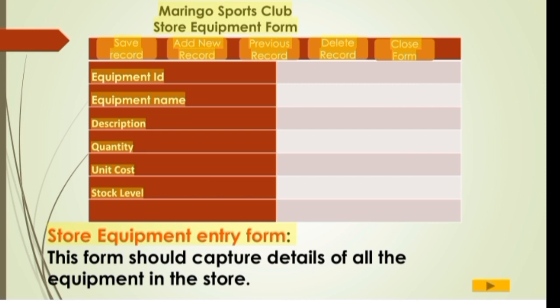Maringo Sports Club. Store Equipment Form. Equipment ID, Equipment Name, Description, Quantity, Unit Cost, Stock Level. Save Record, Add New Record, Previous Record, Delete Record, Close form, Store equipment entry form. This form should capture details of all the equipment in the store.